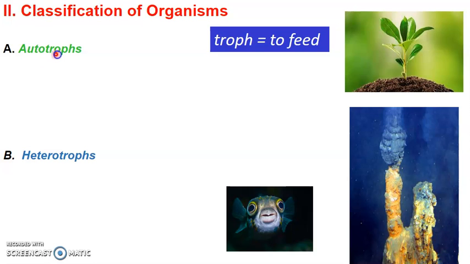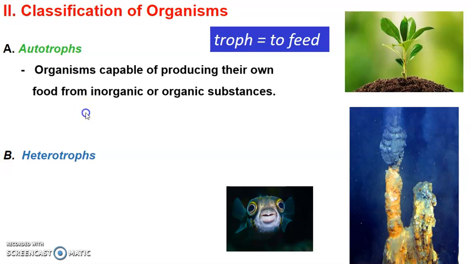If we begin with autotrophs, these are organisms that can produce their own food from either inorganic or organic substances, such as water or carbon dioxide. Remember what organic means from the beginning of the year. You have to have both carbon and hydrogen. So autotrophs can take molecules like CO2 and H2O, water, to produce their own food, such as glucose.